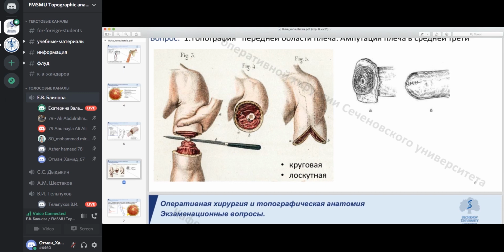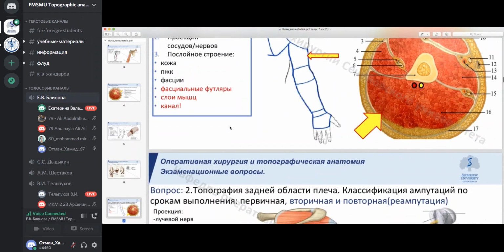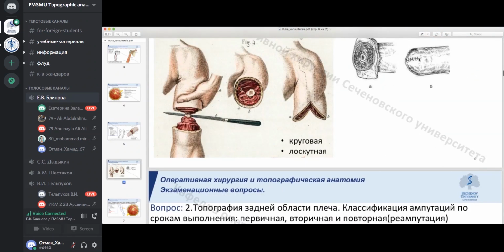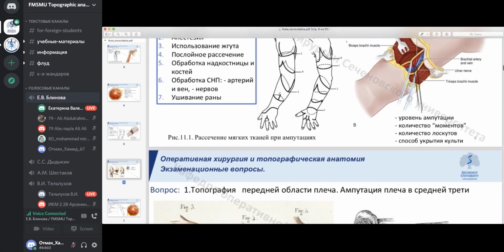How? You should stitch the muscle of the anterior compartment with the muscle of the posterior compartment, then put sutures on the skin and subcutaneous tissue, either a mattress suture or an interrupted suture.